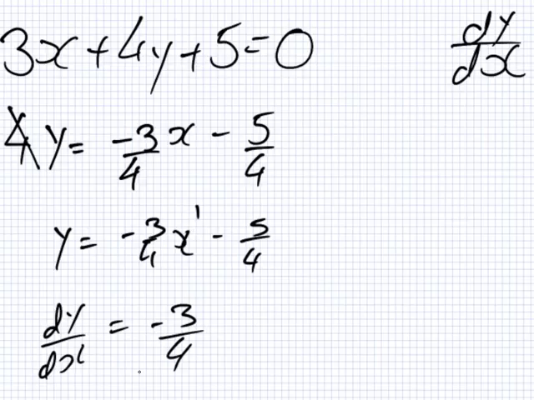What did I say was the definition of the derivative? The derivative is what exactly? The slope of the tangent. What's the slope of this line? Minus 3 over 4. So the result should not be a surprise. So the answer is minus 3 over 4, because you wrote it in the form of an equation of y equals mx plus c.